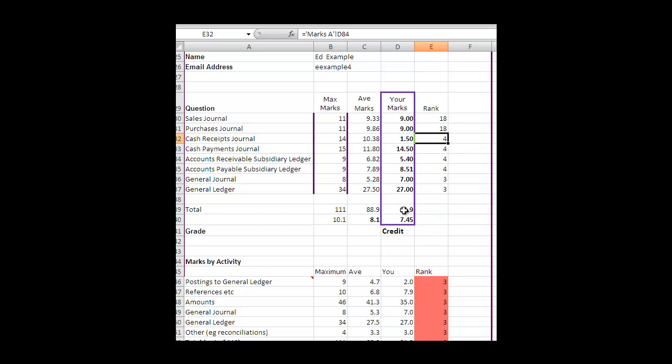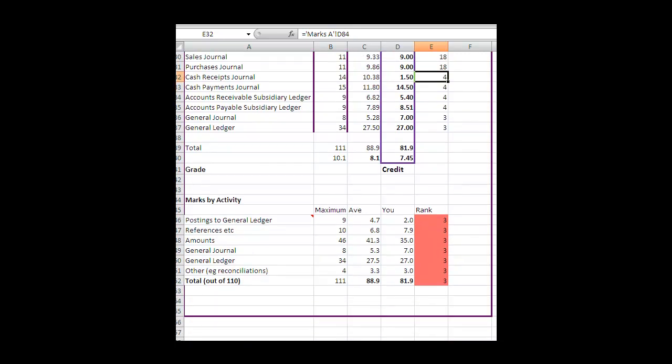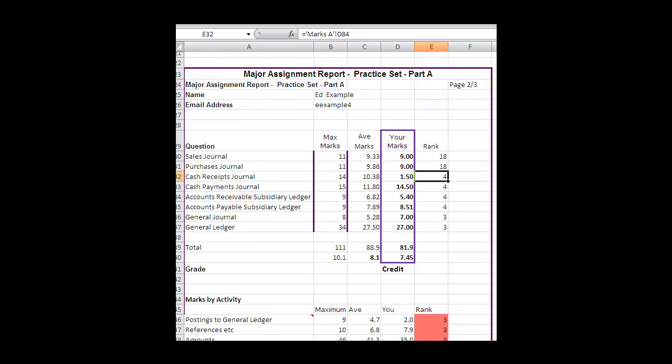Now down here is your total marks out of 110. It's really out of 111 if you add all of those up, but it will say it's out of 110. Then convert that to a mark out of 10, and what did you get for credit? Ultimately you're then going to multiply this mark by 2 to see the marks you carry through to the exam. There's another way of looking at that: the mark for each individual accounting statement you did, the sales journal, purchases journal, cash receipts journal, cash payments journal, the 2 subsidiary ledgers, the general journal and the general ledger.